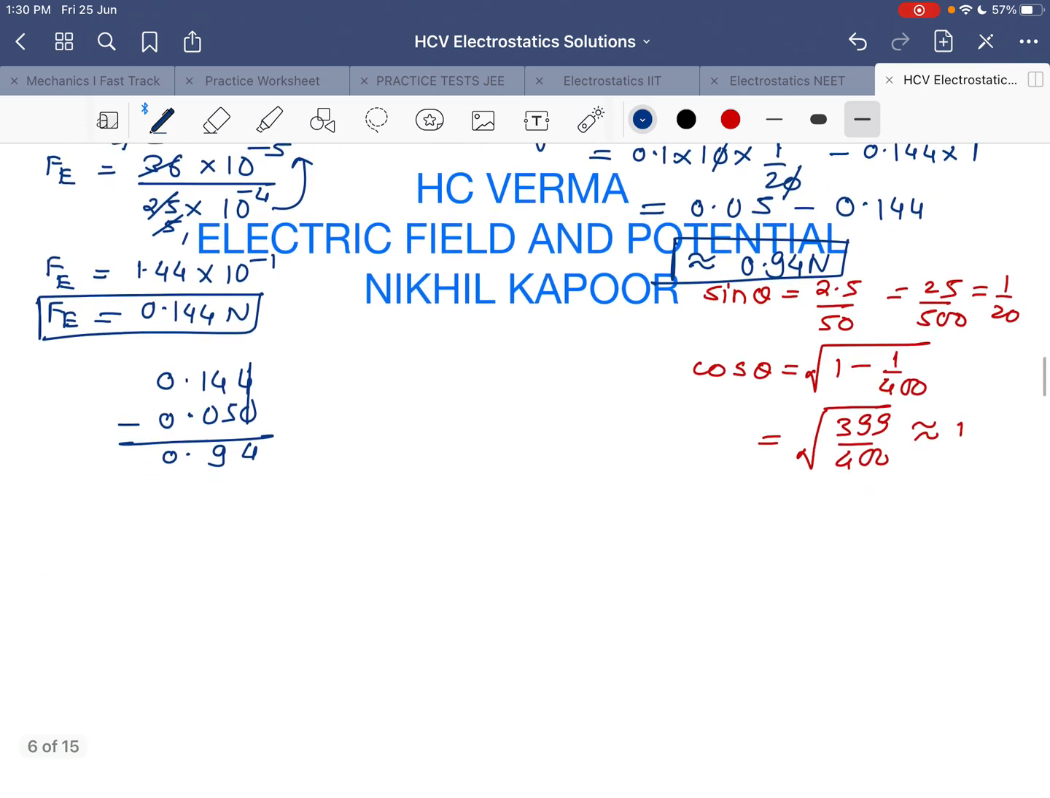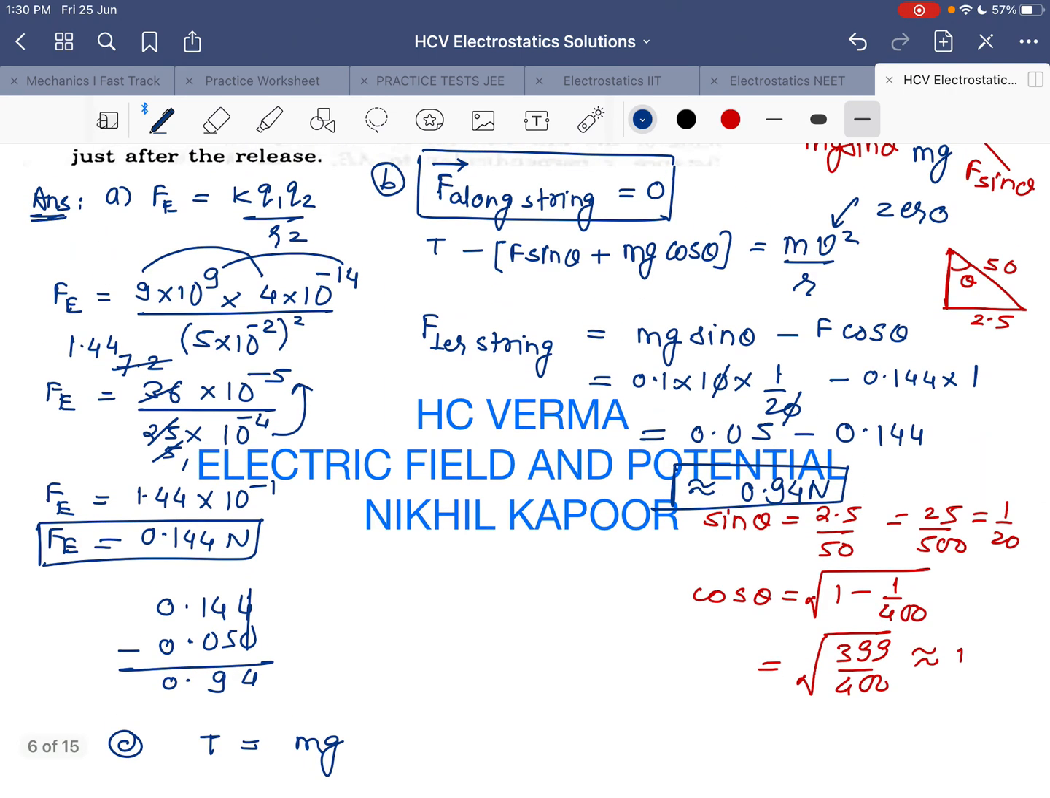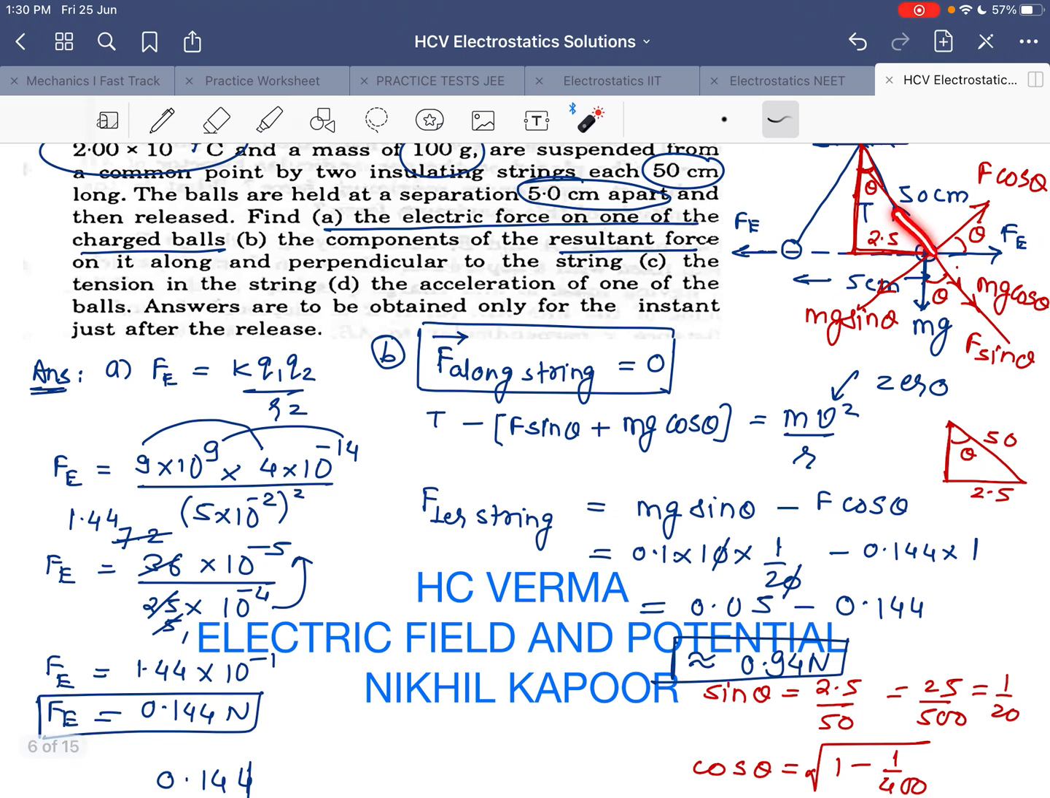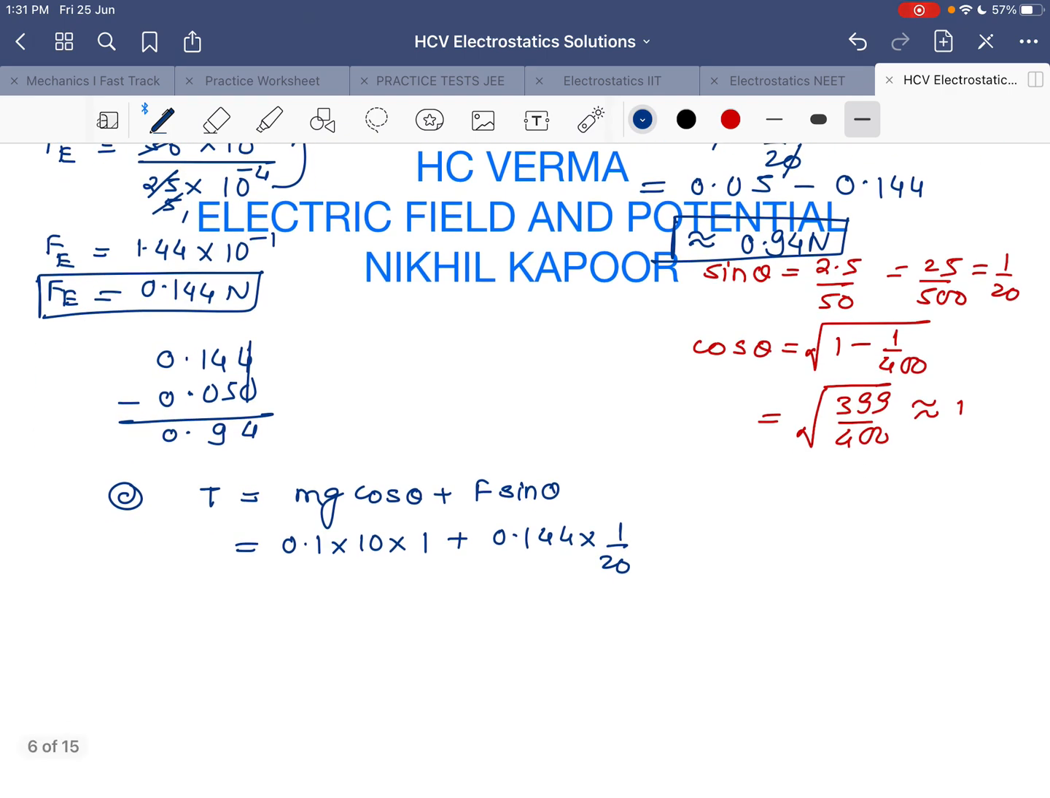Third, we need to find tension. Tension can be easily found because tension is balancing these two things. Here the tension which is acting in the upward direction is balancing these two forces, F sin theta and mg cos theta. So it will be mg cos theta plus F sin theta. Now m is 0.1 kilogram, g is 10, cos theta is approximately 1, F is 0.144, and sin theta is 1 upon 20 that we have already calculated.